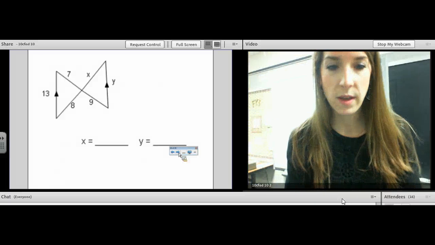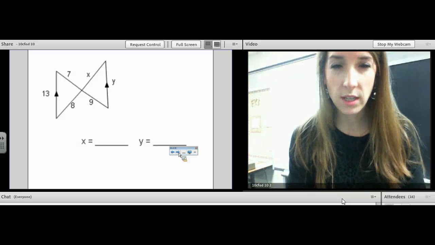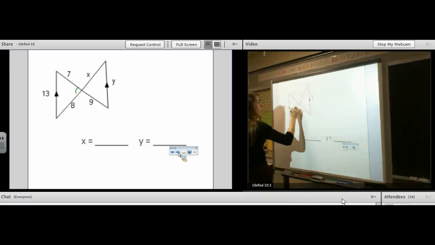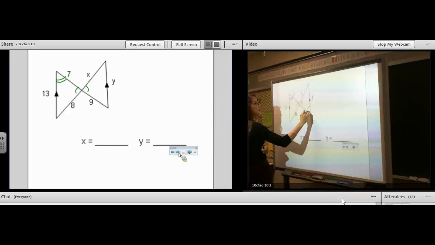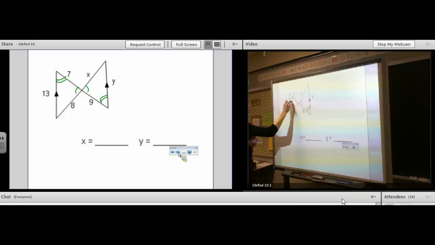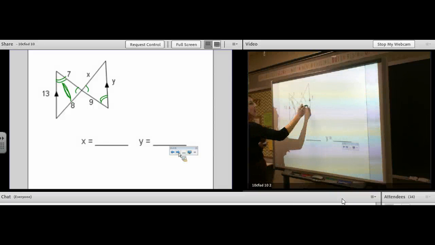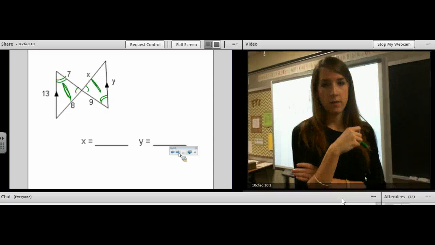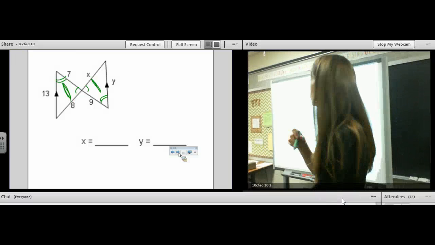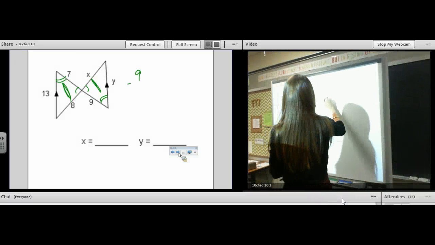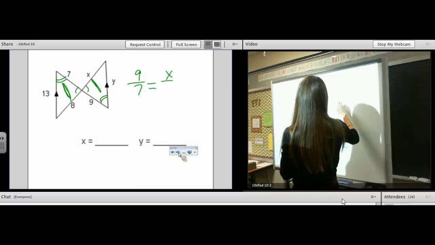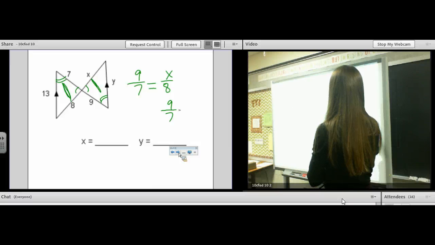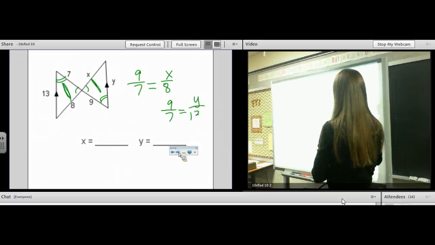On this one, just be careful. Make sure you know which sides go with which sides. I would mark my vertical angles and then I would mark my alternate interior angles. So 8 is across from a double arc and x is across from a double arc. So 8 and x go together. So I would say maybe 9 is to 7 as x is to 8. And then use it again. 9 is to 7 as y is to 13.